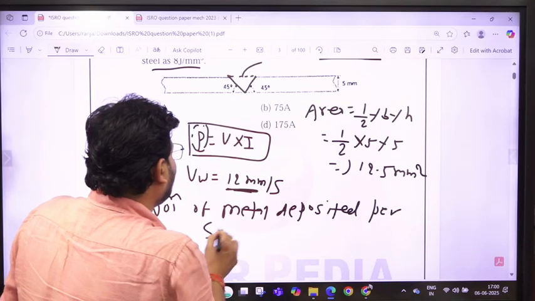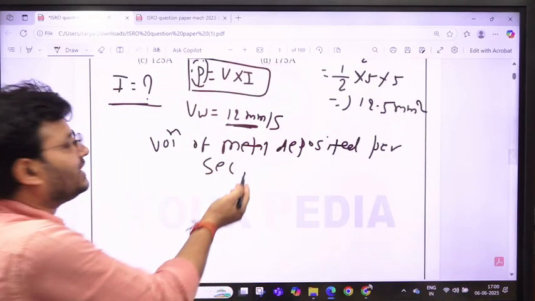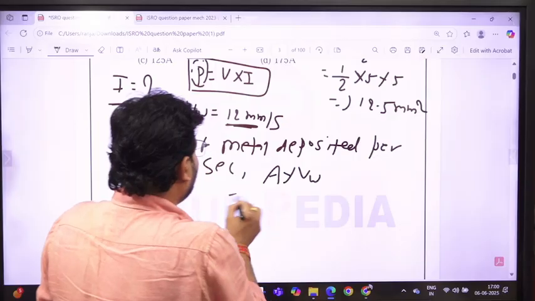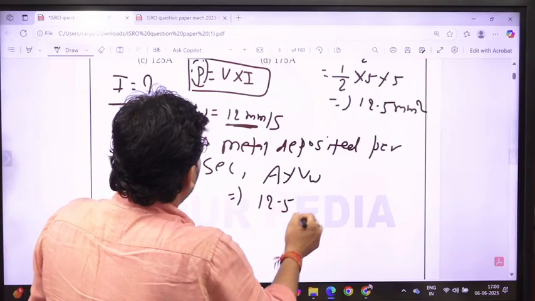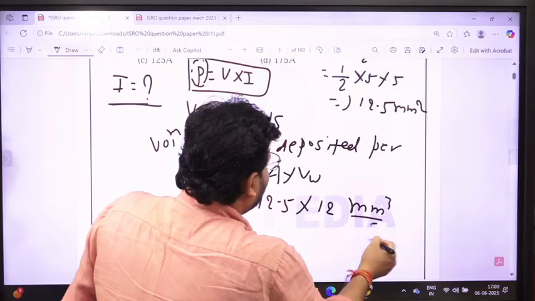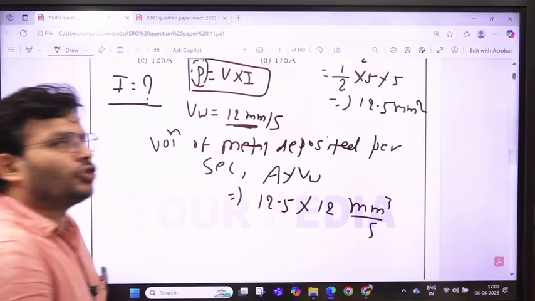So we can say, sir, area into velocity, right? Like a discharge. So area into velocity, the weld velocity. So it is coming out to be how much, my dear friends? 12.5 into 12, it is coming out to be mm cube per second, right? This is mm square, and this is mm per second, so it is coming out to be mm cube per second.